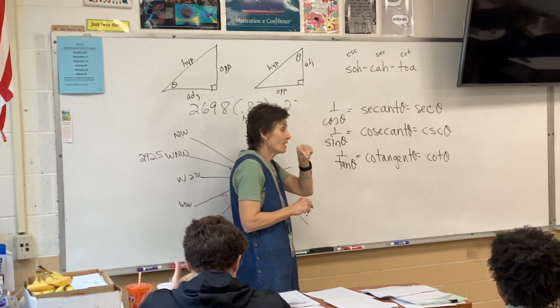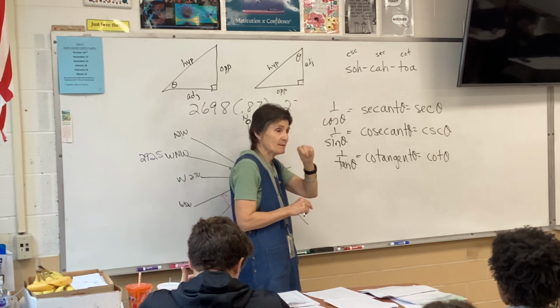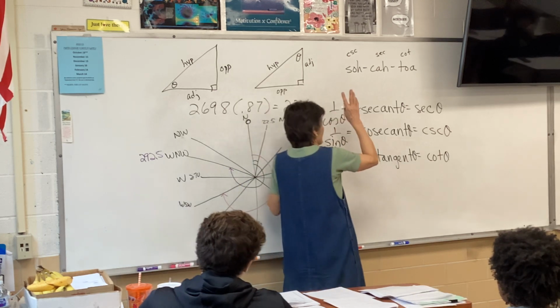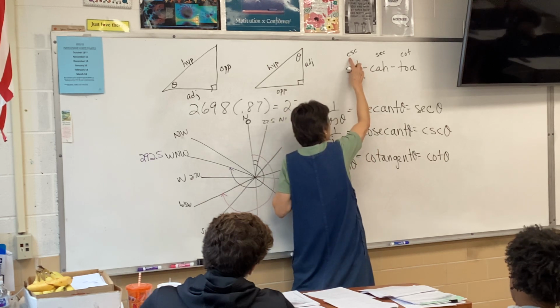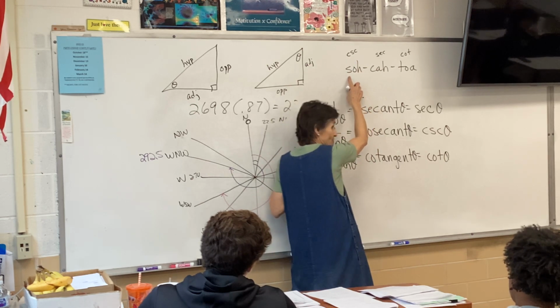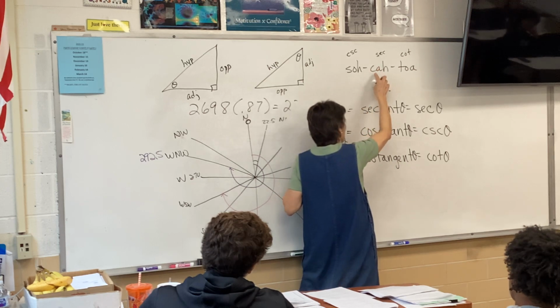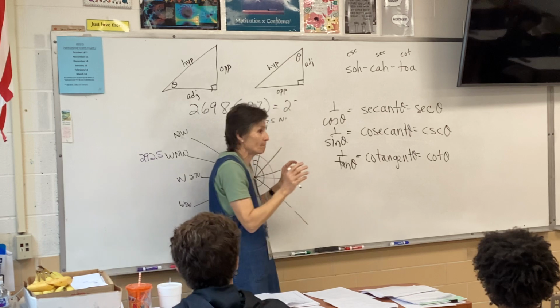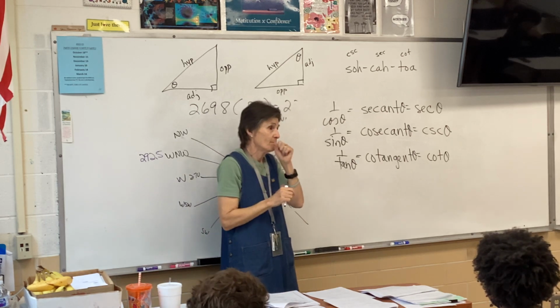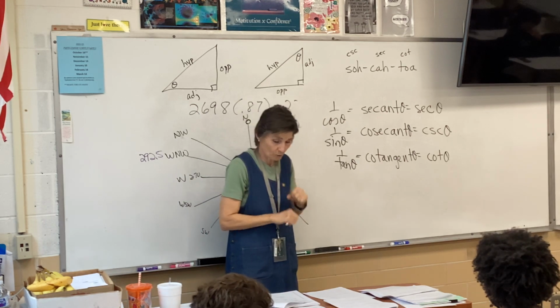I had a kid tell me a while back that she remembered because the "co"s don't go together. In other words, cosecant is with regular sine, and cosine is with regular secant. I don't know if that helps you or not, but that's how she kept them straight. You will come up with your own way.